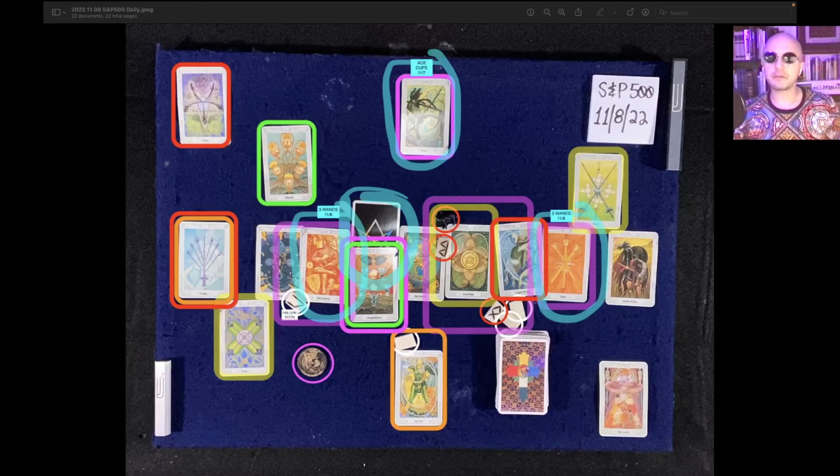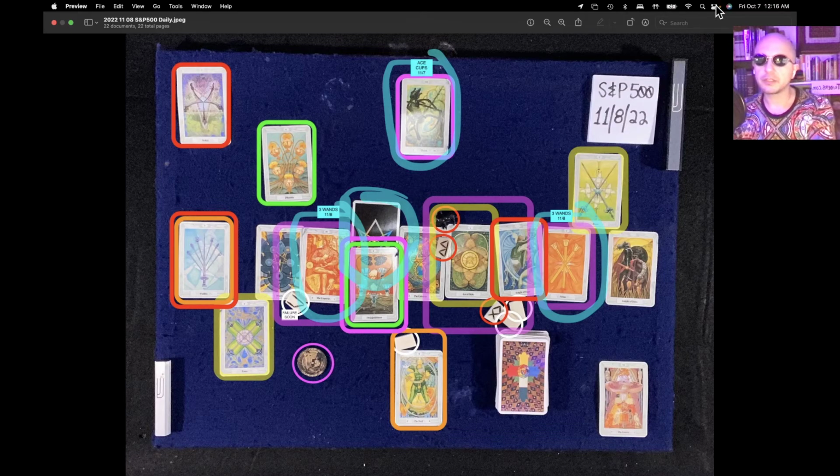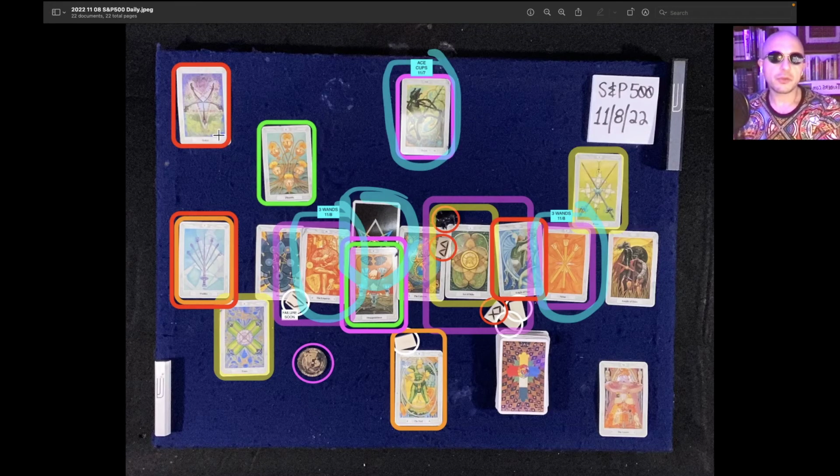This is the S&P 500 one-day reading for November 8th, 2022. It's currently October 7th, 2022, 12:16 a.m. Eastern Time. So the overall theme and behavior of the day: we have a failed attempt to break through a key resistance followed by a decline through key support. A notable drop, possibly to a day's low from the high.